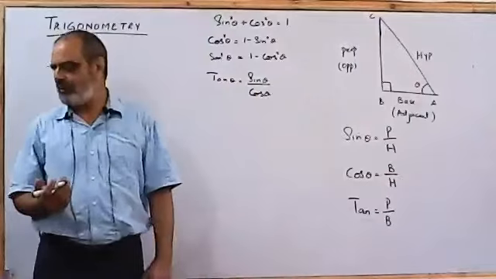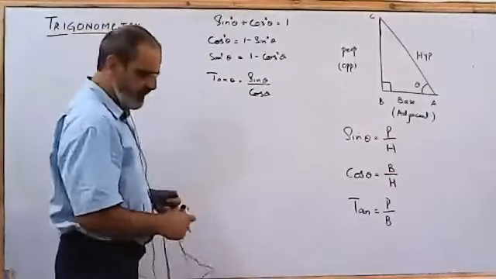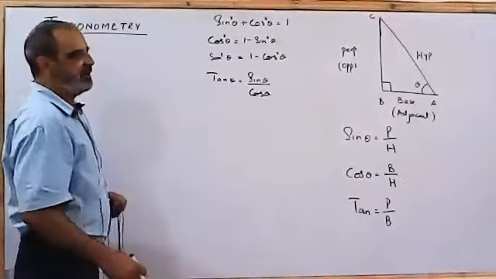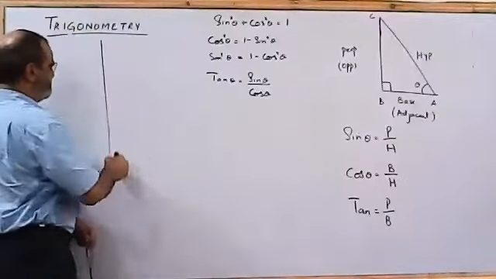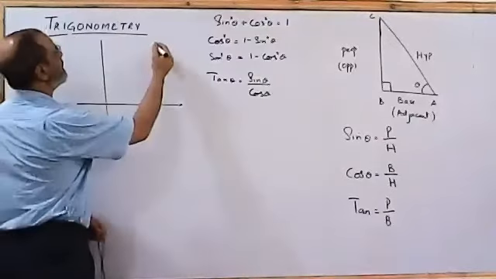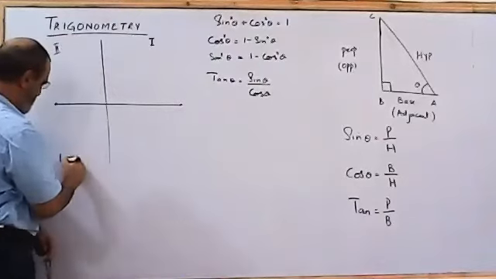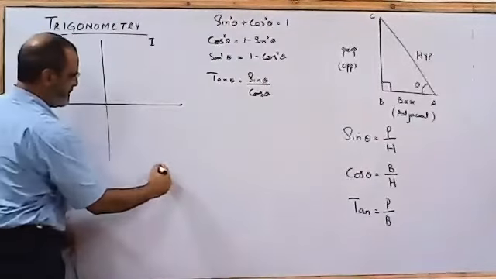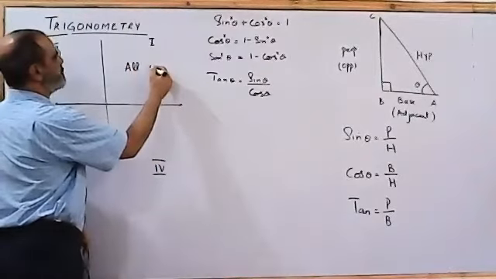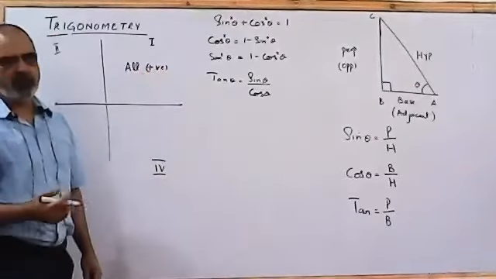Along with that, we also considered or discussed the values of sine, cos and tan in 4 quadrants. First quadrant, second, third and fourth. In first quadrant, all positive. Means sine, cos, tan, all are positive.